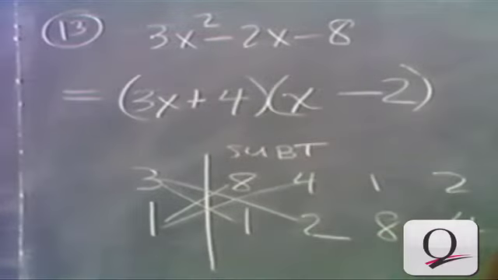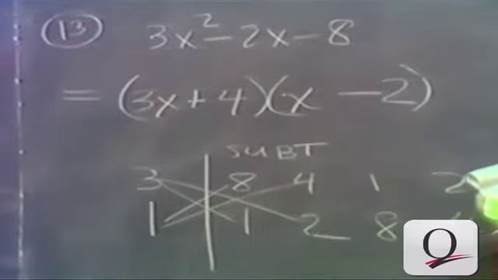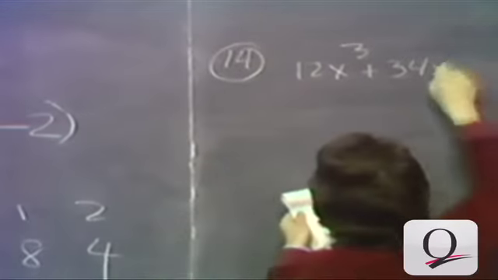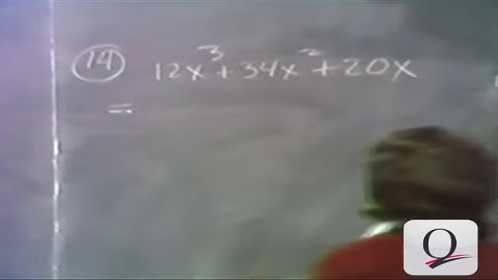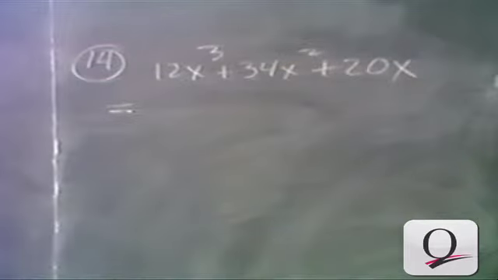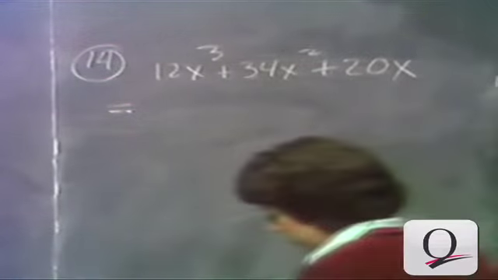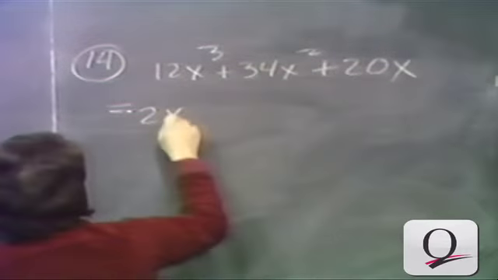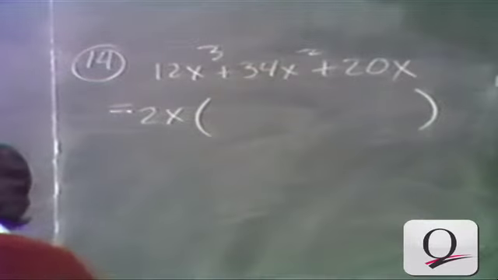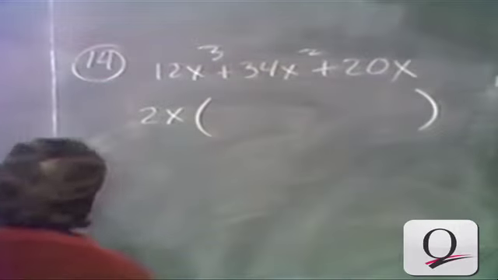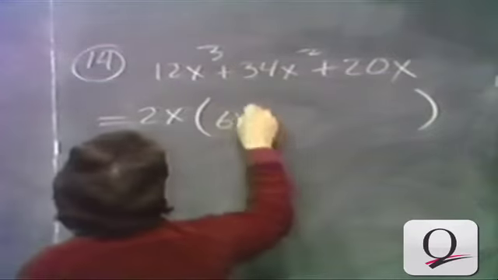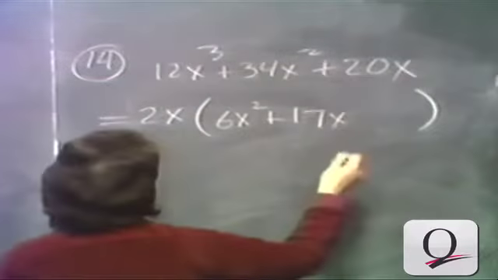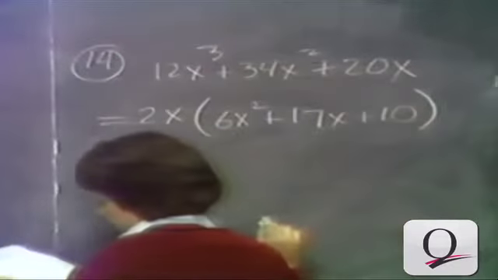Okay, in the next example, also to factor as far as possible, 12x cubed plus 34x squared plus 20x. First thing, of course, to look for is some kind of common factor, and the greatest common factor that we can pull out in this case is a 2x. When we pull the 2x out, we are left in the first term with a 6x squared, and then a 17x, and then a 10.